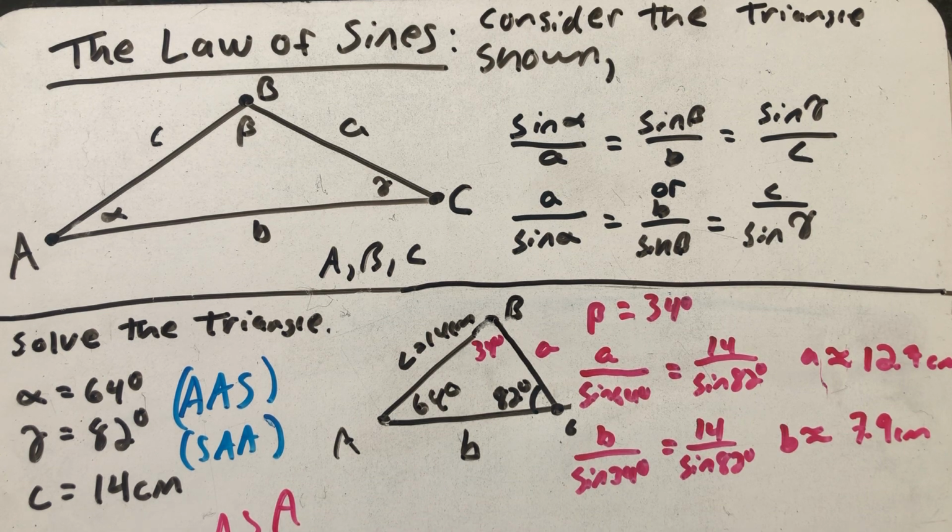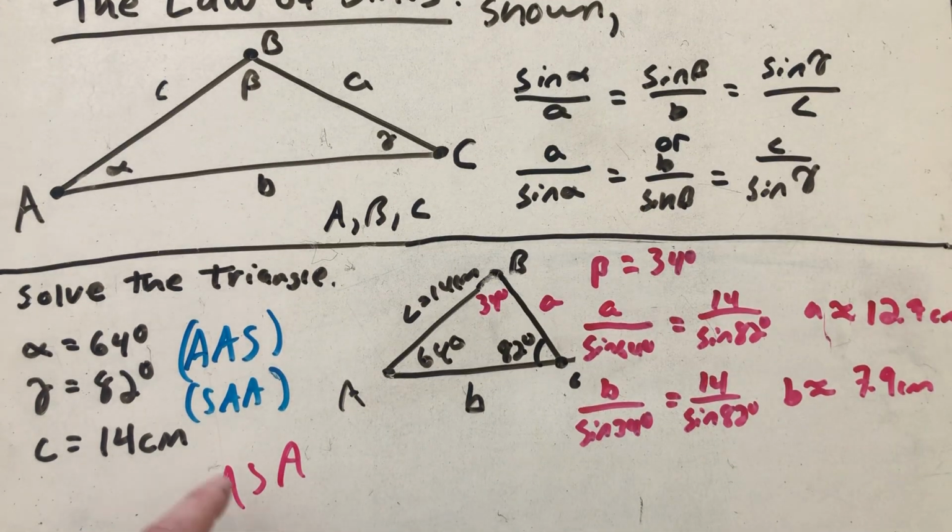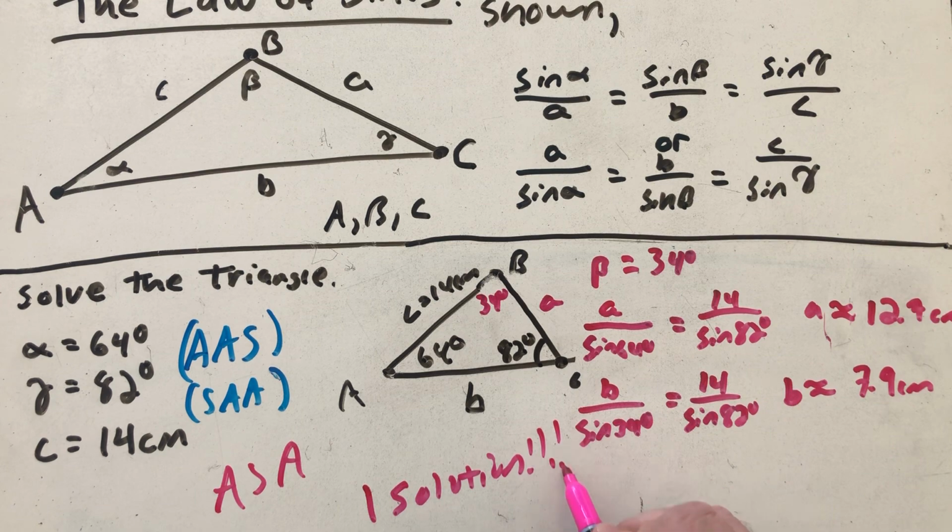every time. And again, in the angle side angles and the side angle angles, we are guaranteed one solution. We'll always be able to solve one of these triangles when we have two angles and one side. And that's it for now.